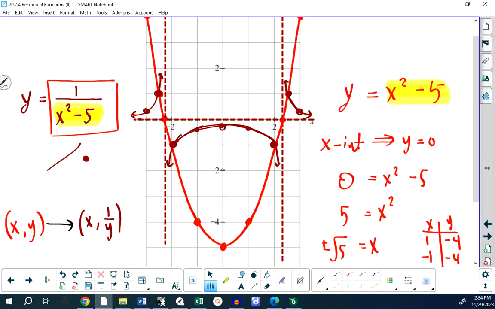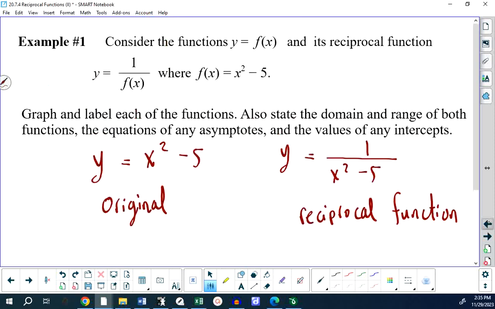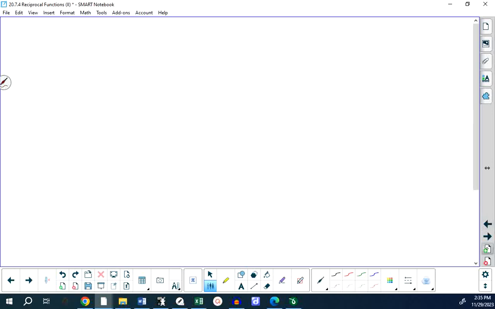Now, we're not done. We were asked to do some other stuff. We were asked, go back and look at it, what are the domain and range of each? What are the equations of any asymptotes? And what about the intercepts? So, we have y equals x squared minus 5. We have y equals the reciprocal of x squared minus 5.